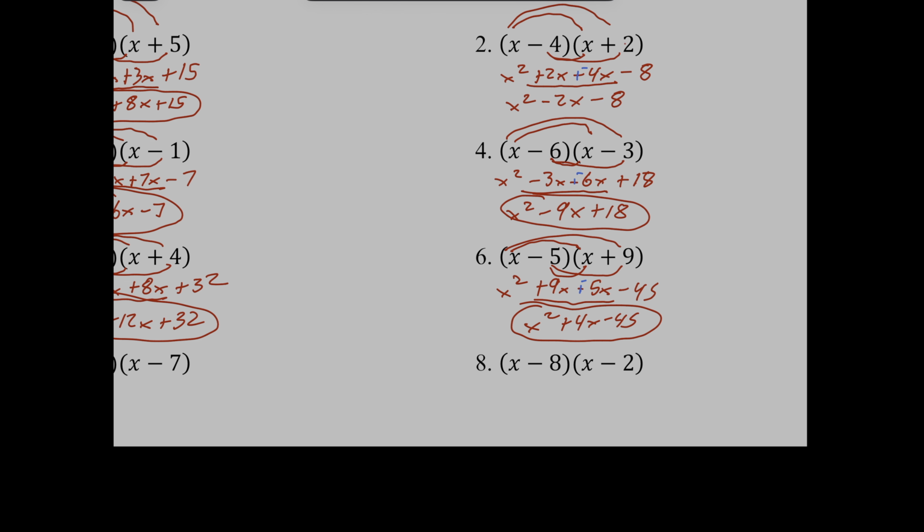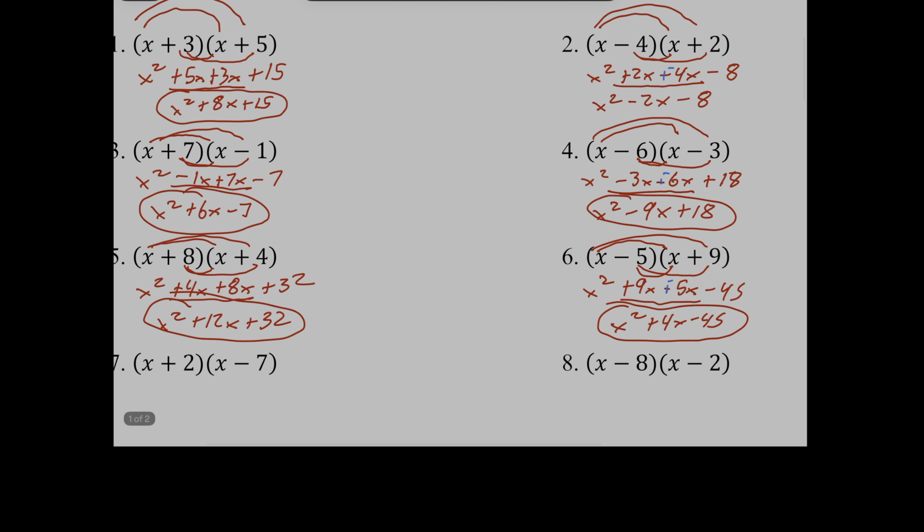It's negative 4 times positive 2, which is a negative 8. I get the third number all the time by just multiplying the numbers. And if you notice, they all start with an x squared, right? So they'll all start with an x squared, and then if you multiply the numbers, you get the third term. What about this middle term? Do you notice how we get the middle term?